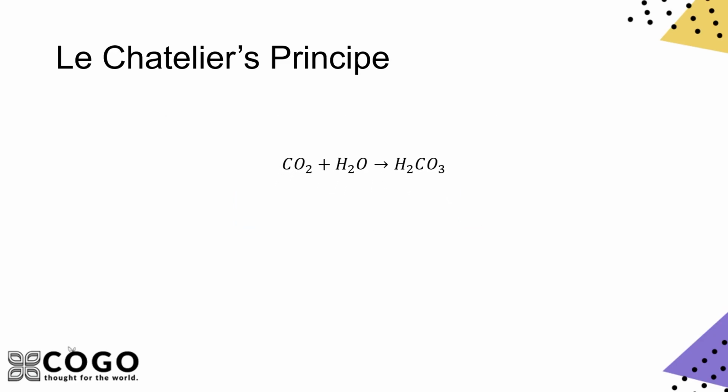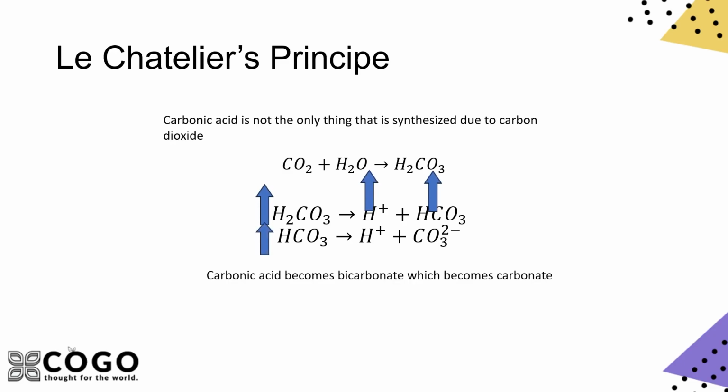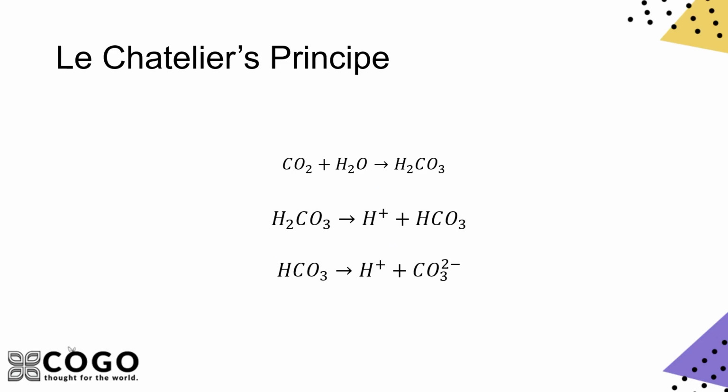However, carbonic acid is not the only thing that is synthesized due to carbon dioxide. Carbonic acid becomes bicarbonate, which becomes carbonate. Carbonates are usually used to make shells, which is calcium carbonate.